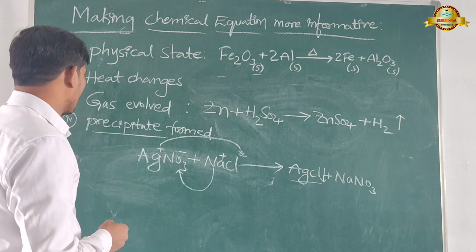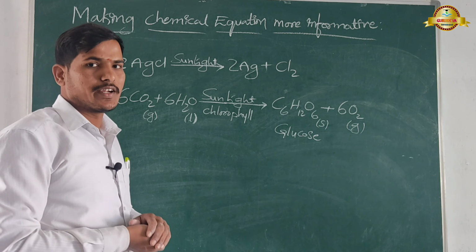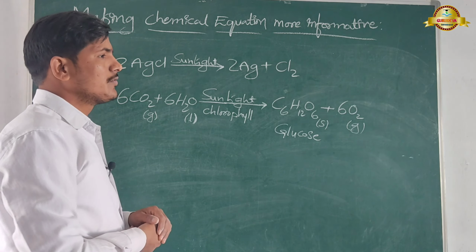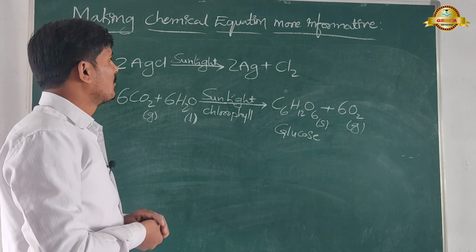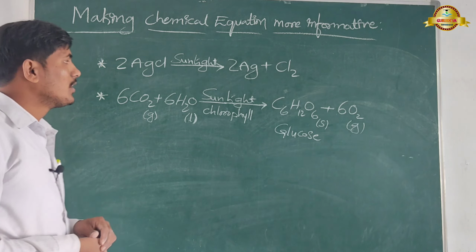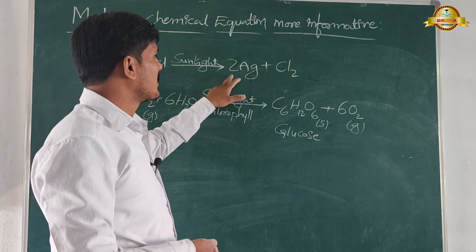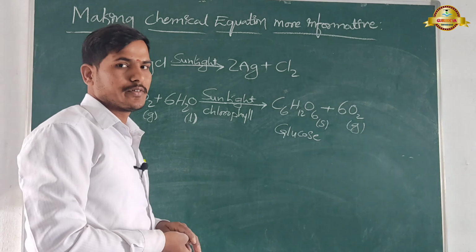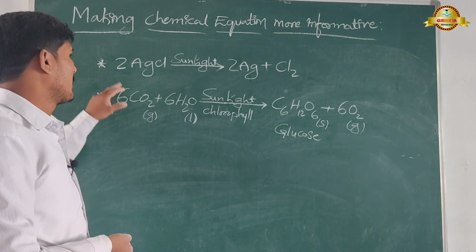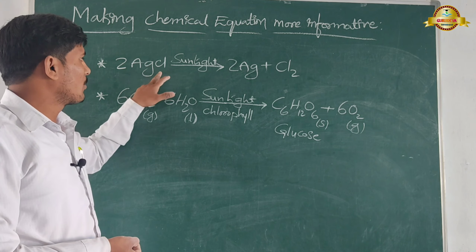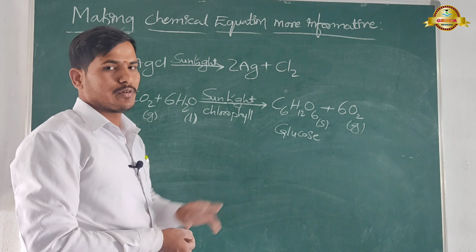Some chemical reactions take place only in the presence of sunlight. Those are called photosynthesis reactions and photolysis reactions. Here silver chloride in the presence of sunlight will be decomposed into silver and chlorine. This is called a photolysis reaction.